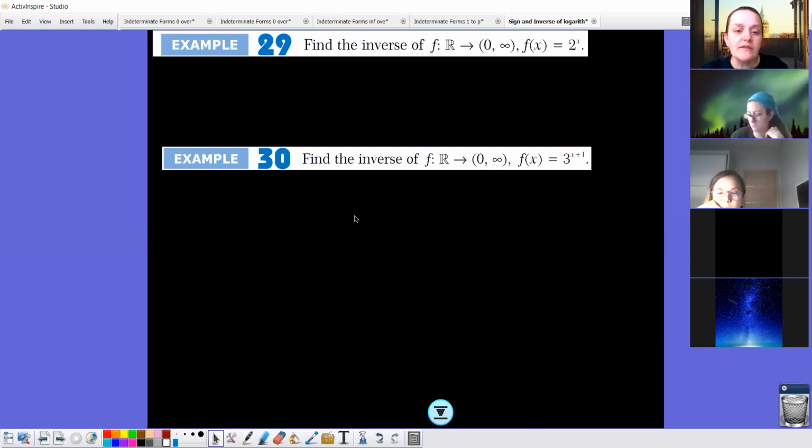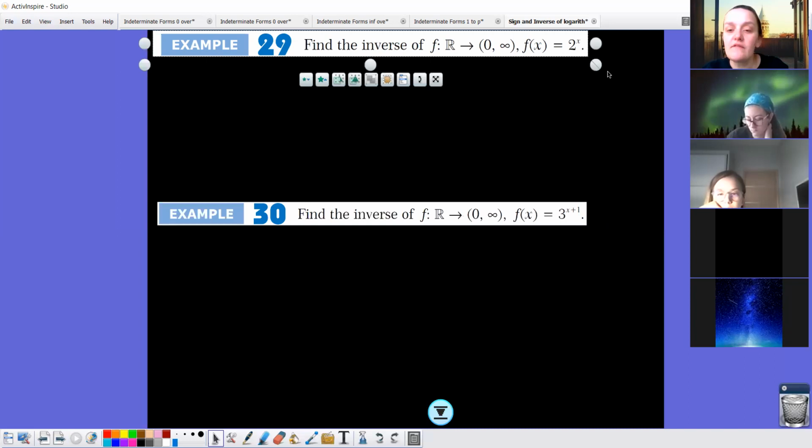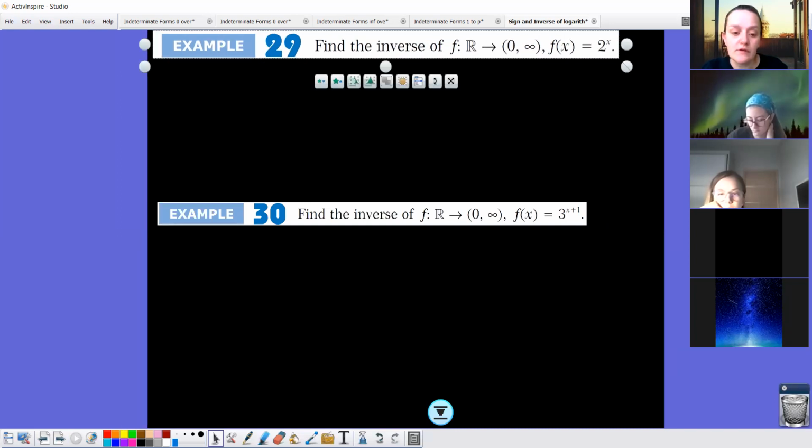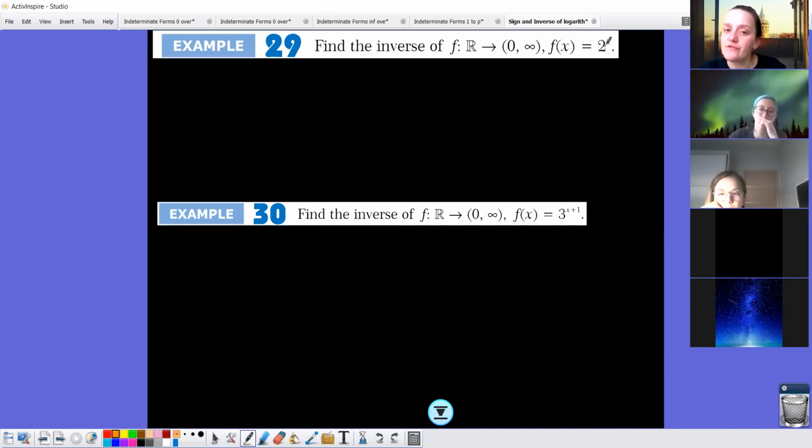It says find the inverse of, here you have exponential functions. The exponential function and the logarithmic function are inverses of each other. If it is exponential, the inverse of it will be logarithmic. If it is logarithmic, the inverse of it will be exponential, okay? Now our function is f of x equals 2 to the power of x, and it says find the inverse of 2 to the power of x.